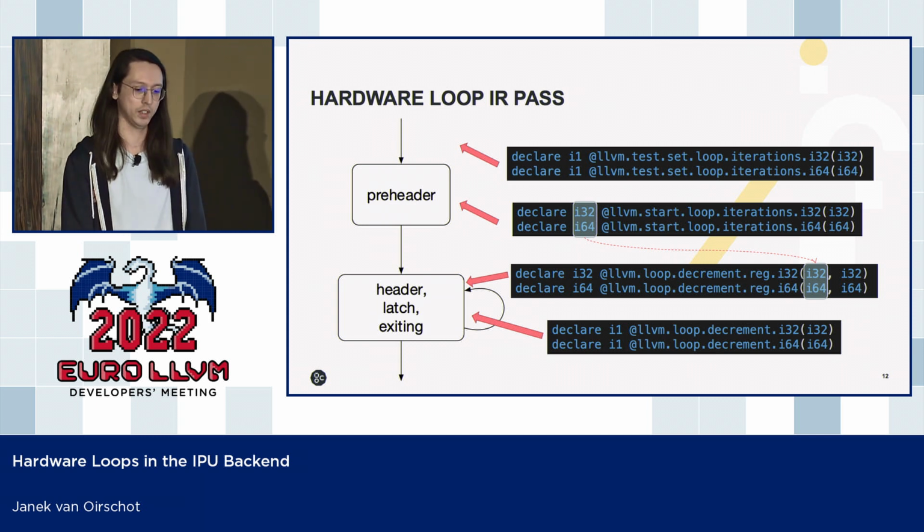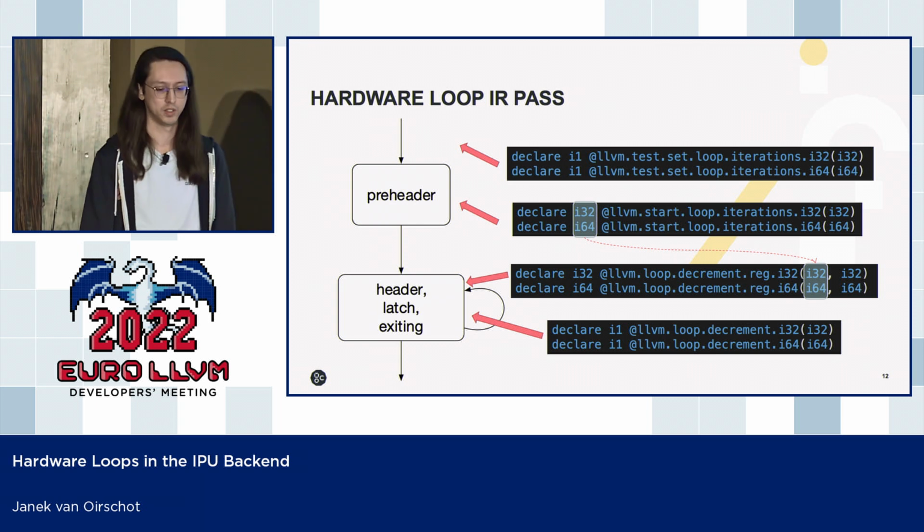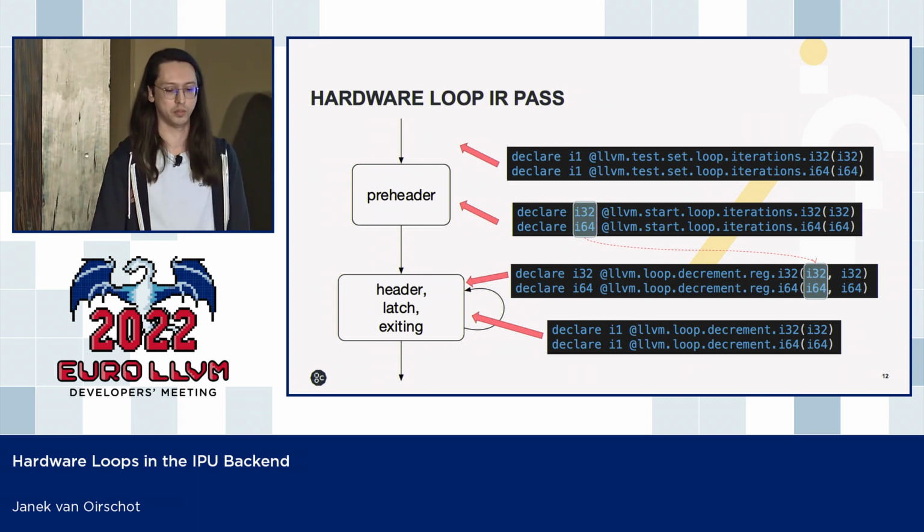Then we have the loop decrement register, which gets passed the induction variable of the previous intrinsic emitted as part of the loop itself. And then we have the loop decrement without the explicit register, which is emitted as part of the repeat.